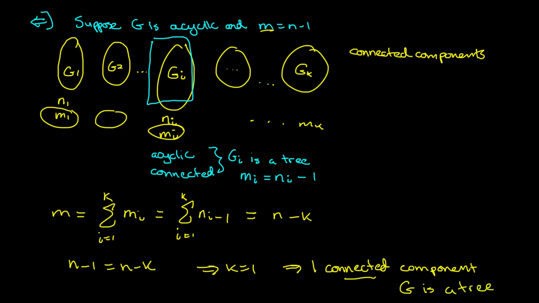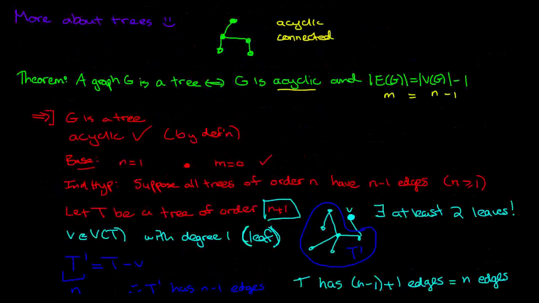Excellent. That means that we have completed the proof. I'll just scroll back up so you can see the statement of what we proved. We've proved that a graph is a tree if and only if it is acyclic and the number of edges is equal to the number of vertices minus 1. Ta-da! Hope you had fun.